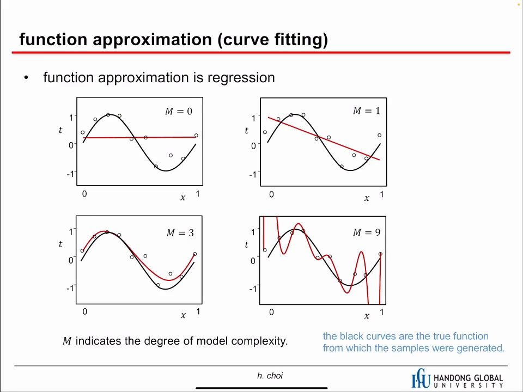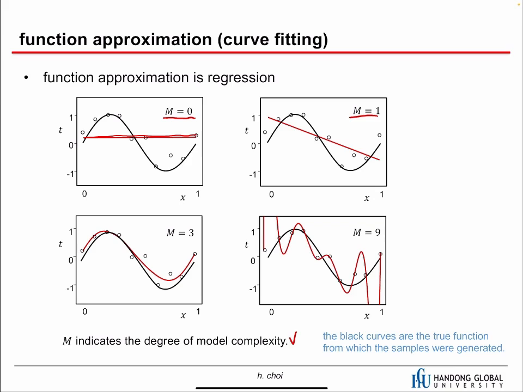And function approximation is a really good example of regression. Function approximation is usually curve fitting. So let's say we have lots of samples like this, then in these figures, M indicates the degree of model complexity. So when M is 0, then it is just a constant. With just a constant, we define this relationship between X and Y. In this case, this red line is our estimation. Probably this is just the mean of these labels.